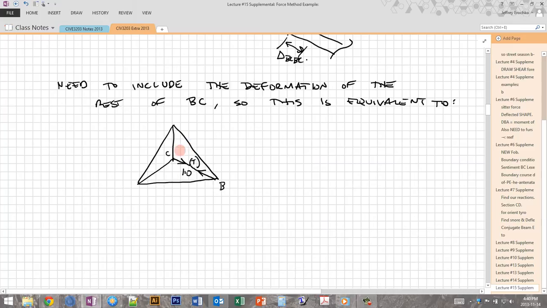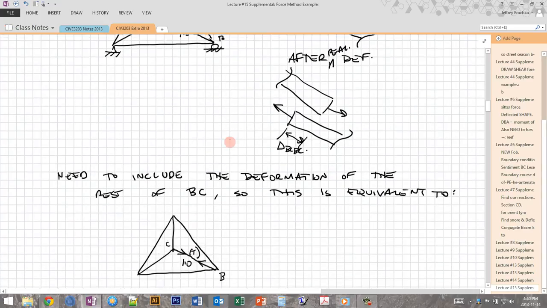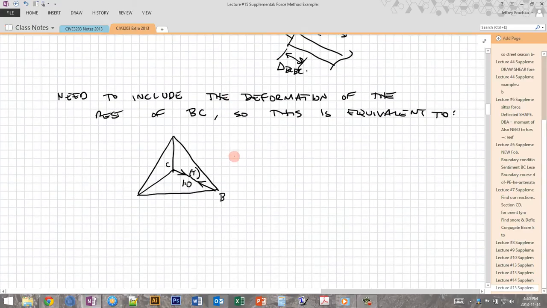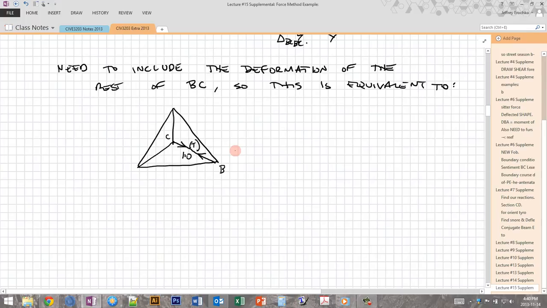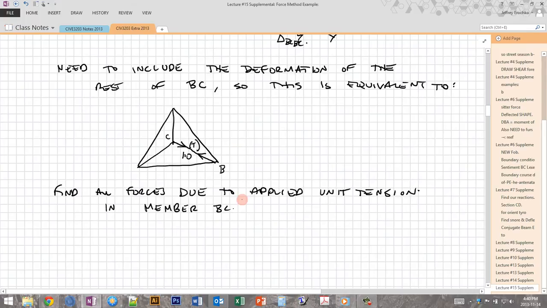So we can just put a tension load here, and this would be equivalent to the situation that's up here. And it just makes it a little bit easier to visualize when we're doing our truss analysis, which is our next step, which is to find all of the forces due to the applied unit tension in member BC. So we want to find all of the forces in this truss now.